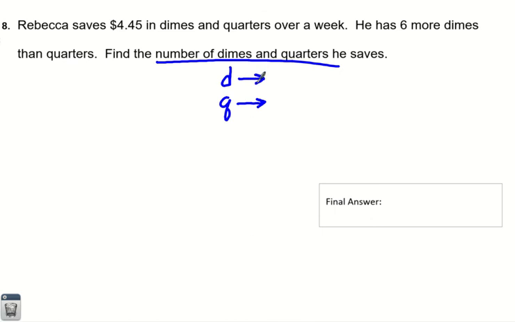Again, you don't want to get this wrong, right? So if there's 6 more dimes, wouldn't that mean that the number of dimes would be whatever the quarters are plus 6, right? So Q we're just going to call Q, and D we're going to call Q plus 6, because there's more dimes, which means if you do Q plus 6, that'll be the same as D.